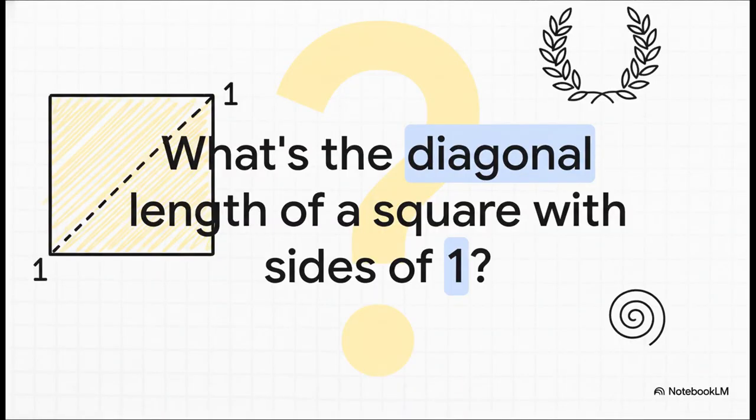And the clue that blew this whole mystery open didn't come from just playing with numbers. It came from geometry, from a really simple question that totally broke the brains of the ancient Greeks. Just picture a perfect square, one unit on each side. The question is, what is the exact length of the diagonal?